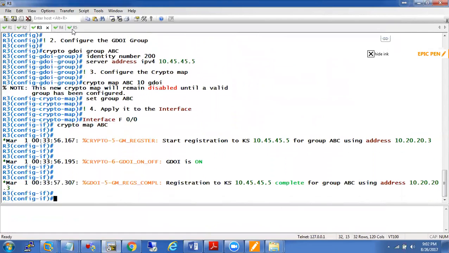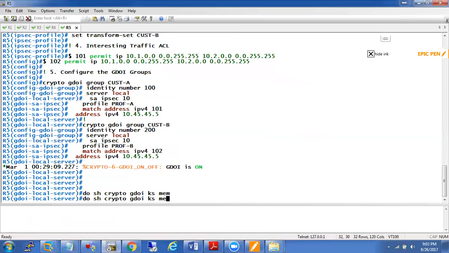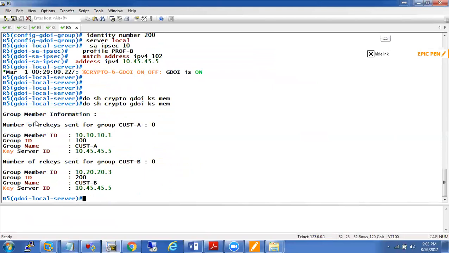Complete. So if I go to R5 and I do show crypto GDOI KS members, you will notice for group ID 100, I have one member, which is 10.10.10.1. For group 200, this is the member for cust A and cust B.